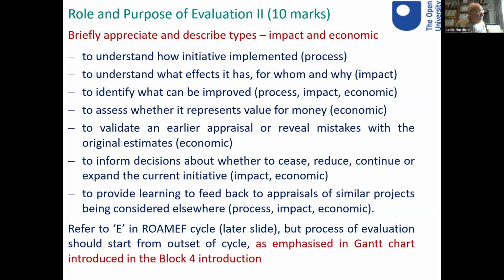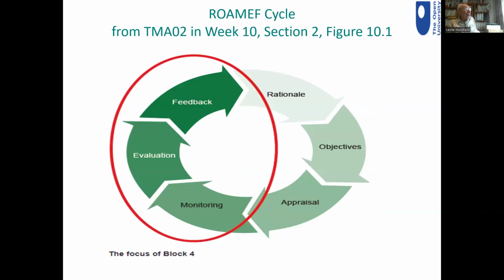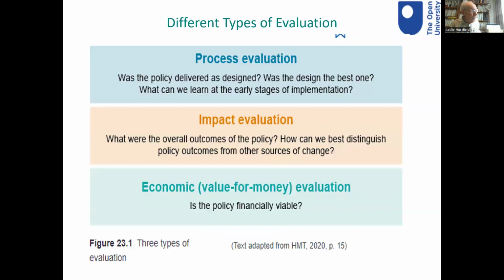All of this, of course, is part of our good friend ROAMEF, which you came across in TMA2. It's part of the ROAMEF diagram. If you go to the left-hand side of the ROAMEF diagram, you'll remember from the Treasury Green Book: monitoring, evaluation and feedback. The other slide that I just wanted to show you again, which comes from the Green Book, is the three types of evaluation. I'm not going to go into all of that now because I'll capitalize on that later. But we want you to do either an impact evaluation or an economic evaluation. As I say, I will be dealing with that a bit later.